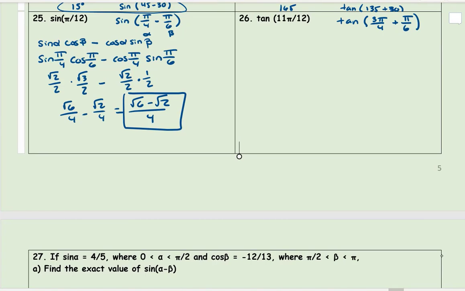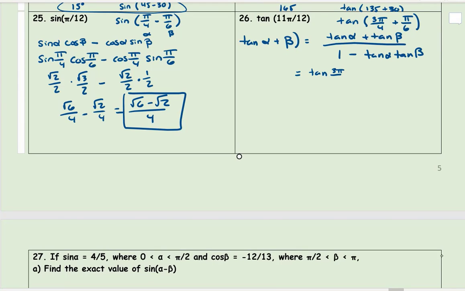Okay, so we have tangent of alpha plus beta, and that's equal to tangent of alpha plus tangent of beta all over 1 minus tangent alpha, tangent beta. So now we're just going to plug and chug what we have. We have tangent of alpha, which is 3 pi over 4. And then we have tangent of beta, which is pi over 6. And we're going to put that all over 1 minus tangent of 3 pi over 4 times tangent of pi over 6.